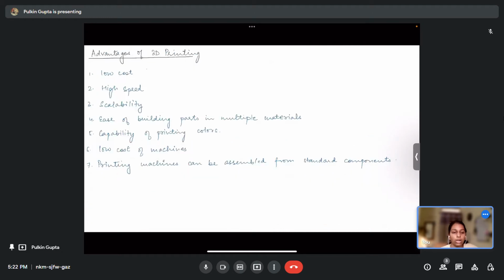Okay, so let us now go through what are the advantages of this technology. So each technology always has its advantages and disadvantages. So we'll go through the advantages of this particular process. Okay, so the primary advantages of printing are the low cost, high speed, scalability, and ease of building parts in multiple materials and printing colors.